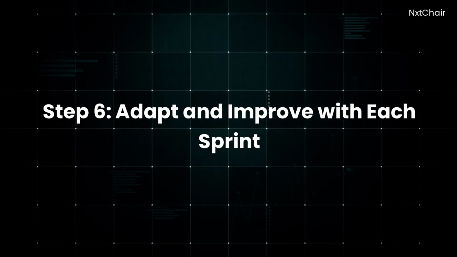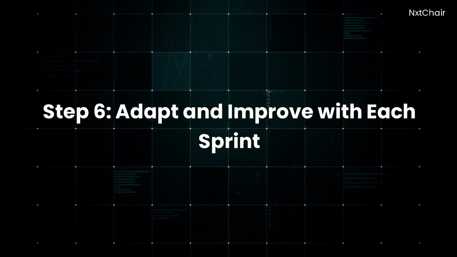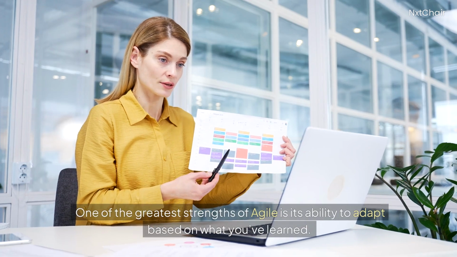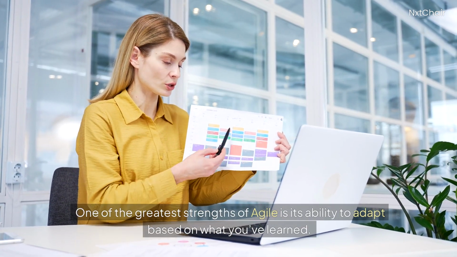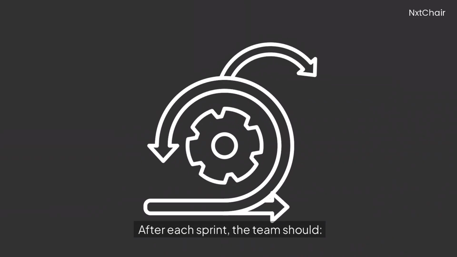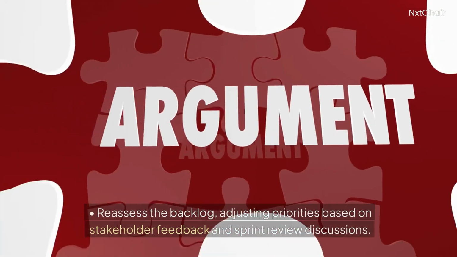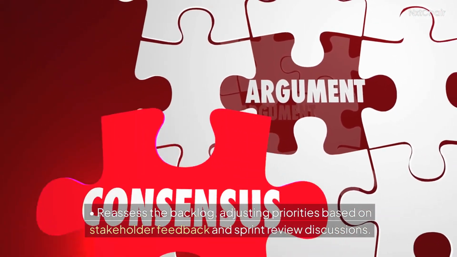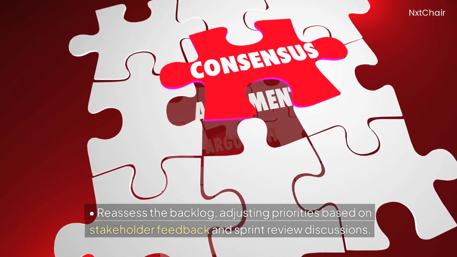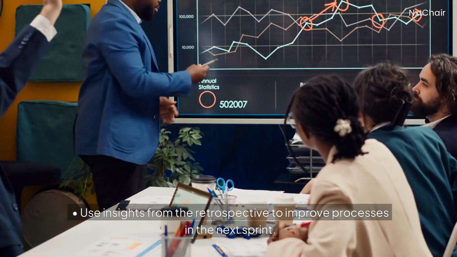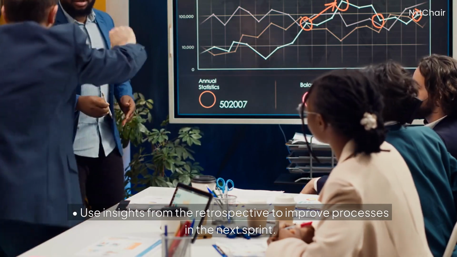Step 6. Adapt and improve with each sprint. One of the greatest strengths of Agile is its ability to adapt based on what you've learned. After each sprint, the team should reassess the backlog, adjusting priorities based on stakeholder feedback and sprint review discussions. Use insights from the retrospective to improve processes in the next sprint.